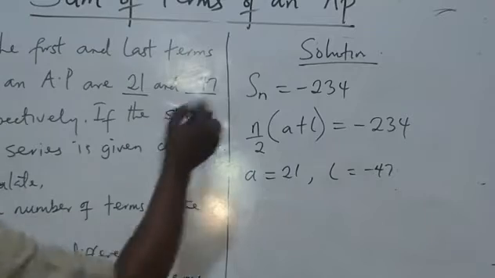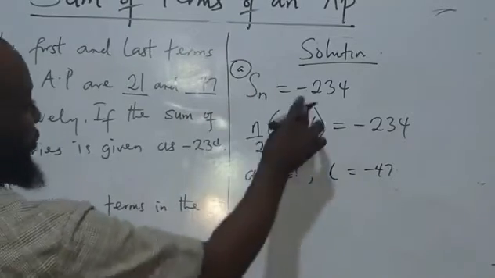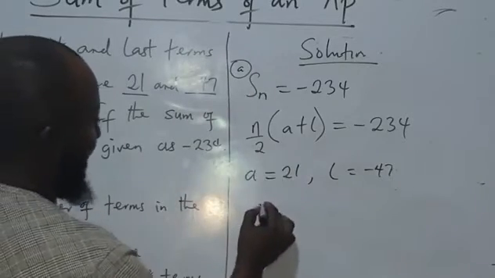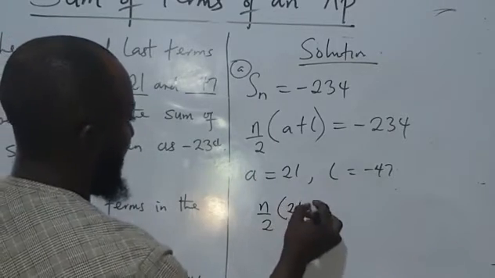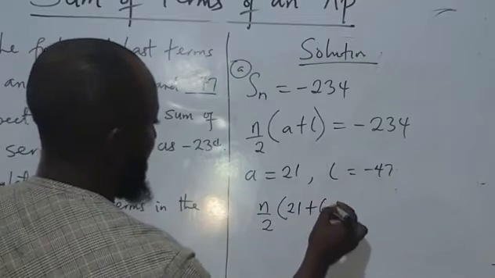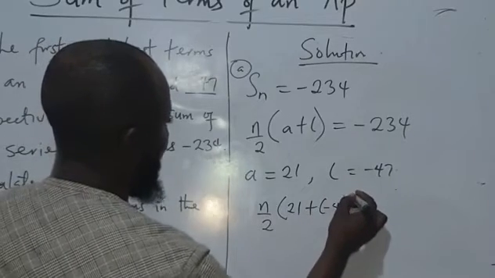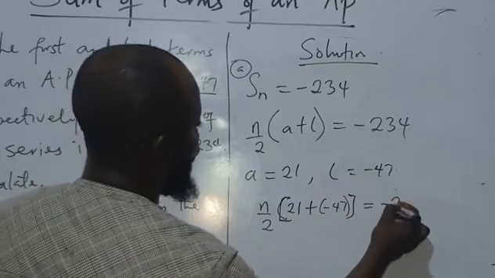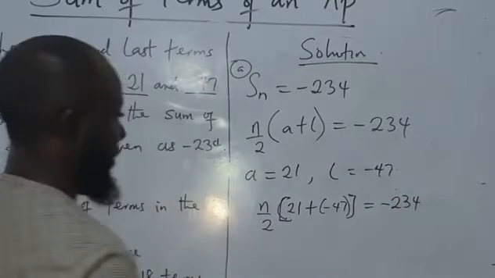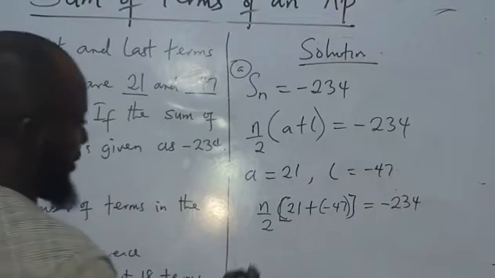So we are still in the first question. So that means we're going to have n over 2 into a, which is what? 21, plus the last term, minus 47, close it, must be equal to minus 234. Right? So that means we're going to have this.